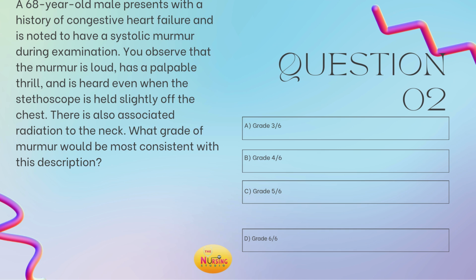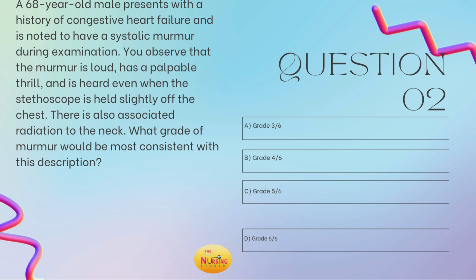All right, so the stem of the question here: what grade of murmur would be most consistent with this description? Let's go and see what we have. This is a 68-year-old man who came in. He has a history of CHF, and a systolic murmur is noted on exam. The murmur is loud. There's a palpable thrill.